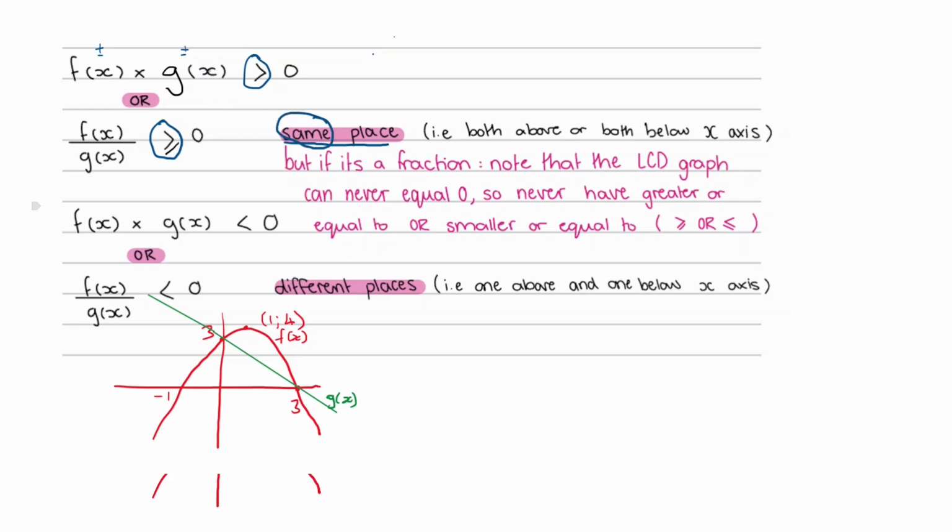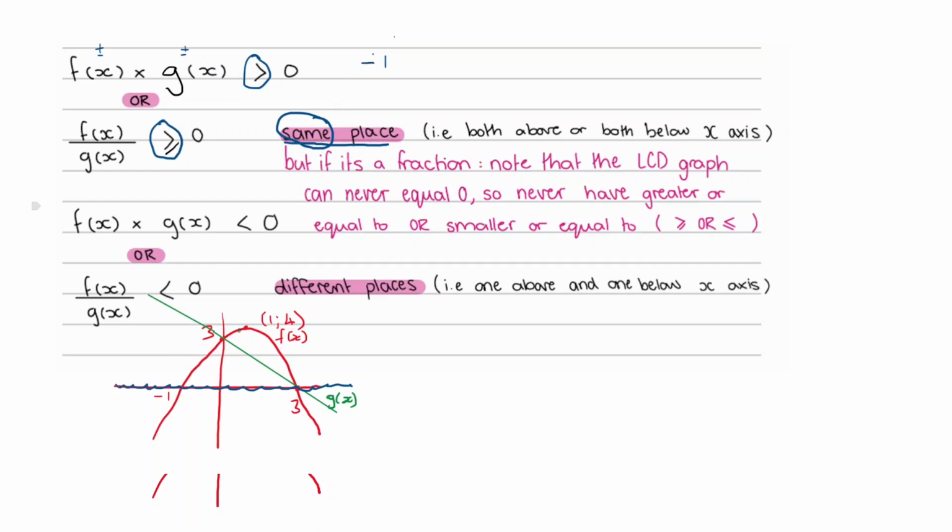And so if I look at this question here, in the beginning, the g graph, the green one, is above and the red one is below. So they're in different places to the ground level, which is your x-axis. Okay, what happens after -1? I would say both graphs are above, so they're in the same place. So from -1, they're in the same place.